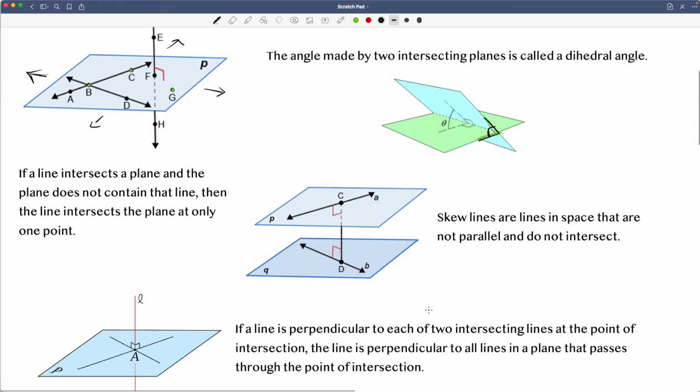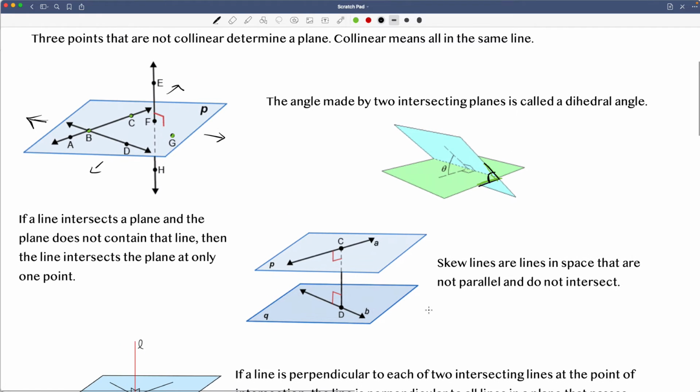If a line intersects a plane and the plane does not contain that line, so we have line EH here, then the line intersects the plane at only one point, and here we have that denoted as point F, where line EH intersects plane P, okay?